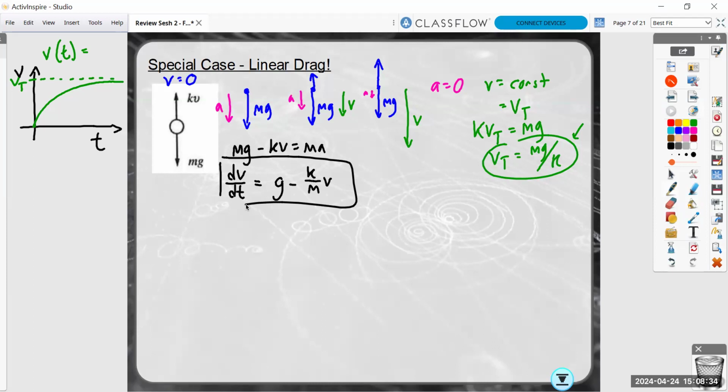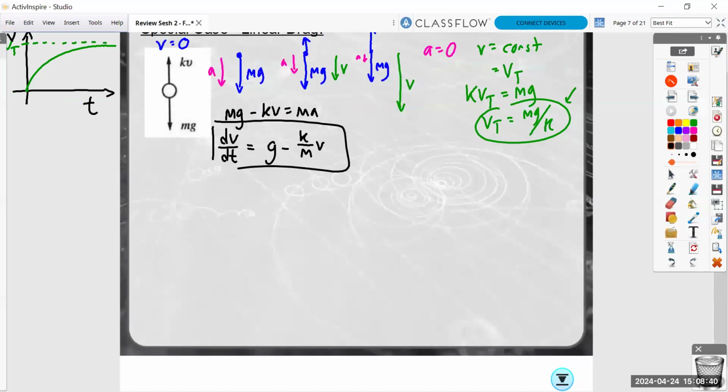And the way we're going to solve this is as a separable differential equation, as all of the ones you'll be asked to do are. So what we're going to do is get all of our v's on one side and all of our t's on the other. One of those sides is a lot busier than the other. And then we're going to integrate both sides.